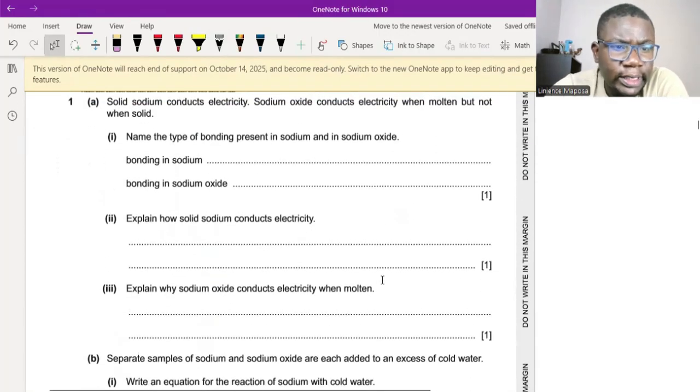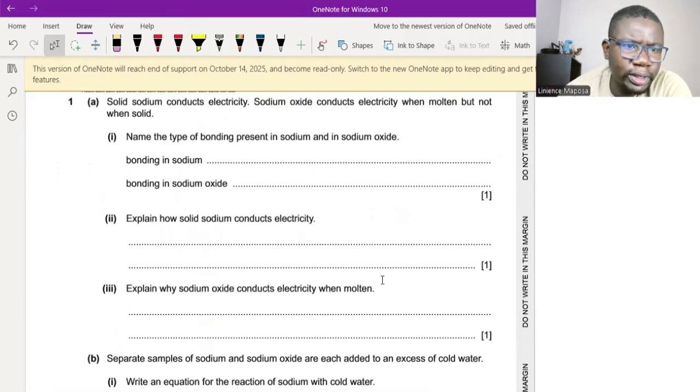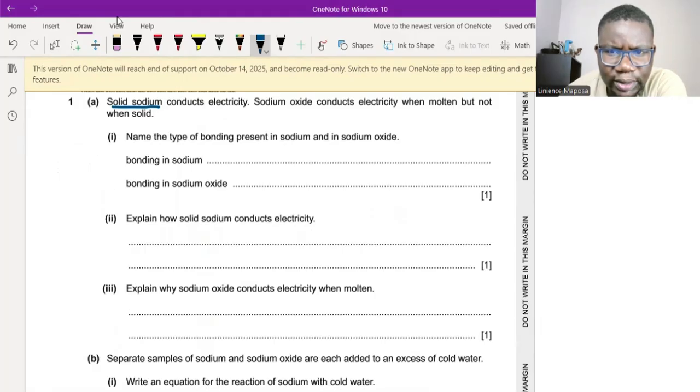Okay, question 1, it says solid sodium conducts electricity. Sodium oxide conducts electricity when molten, but not when solid. So let's look at what we have here. Okay, let me pick my pen. So we are talking about solid sodium. Sodium is a metal, and then they say it conducts electricity. Then we have sodium oxide, which also conducts electricity when molten, but not when solid. So this is an ionic compound. So metal and ionic compound.